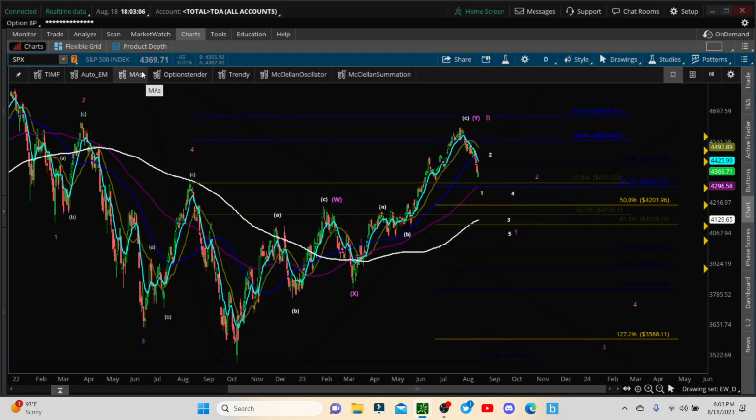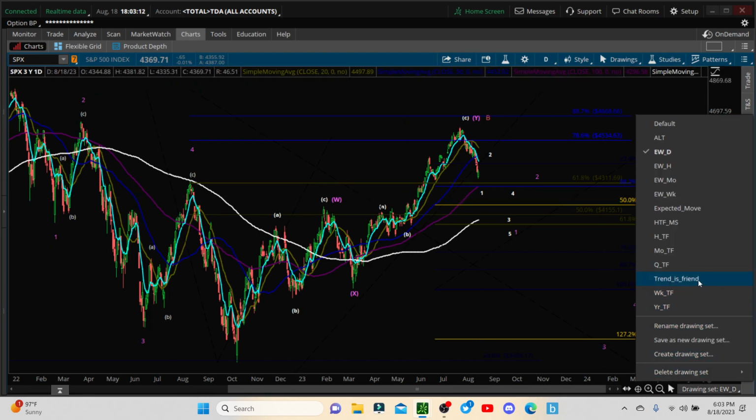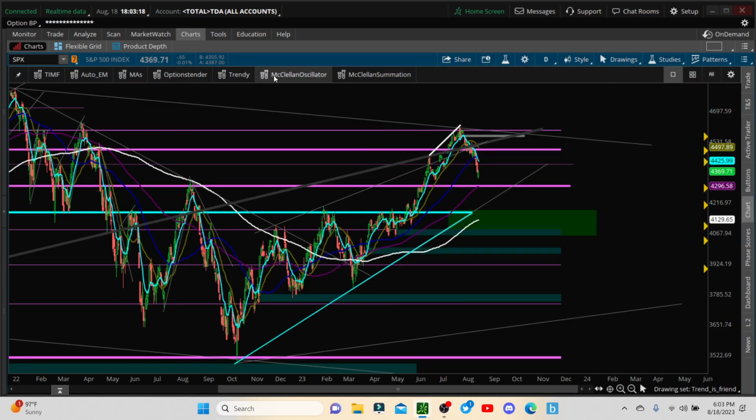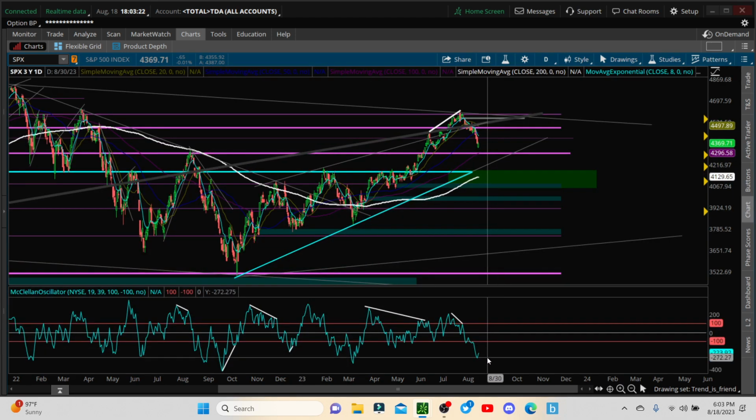All right, let's see if we can check out any oscillators. So let's change the board here. Let's go back to trend is our friend. Pull out the McClellan oscillator. You notice we are deep into oversold territory.